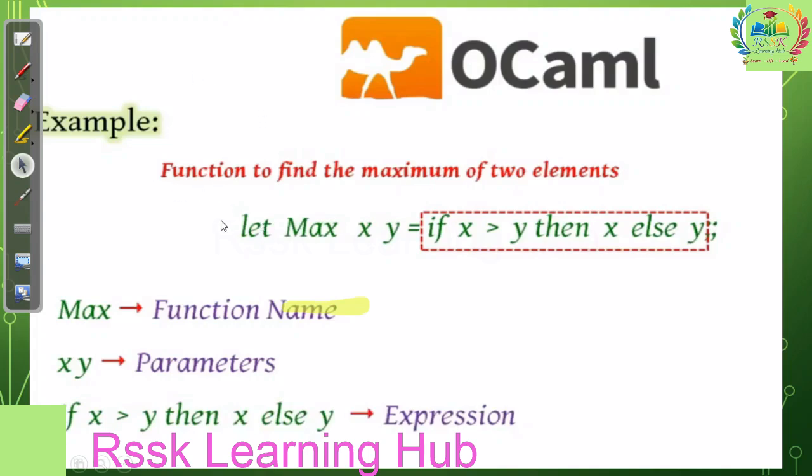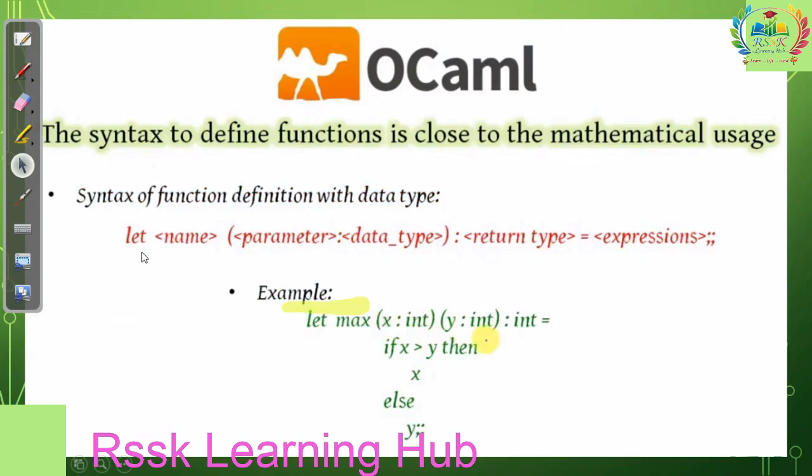Now see the question. Write a program to find the maximum of two numbers using a function. Find the maximum of two numbers using a function. Now compare this one with your previous code. We saw the previous code. What is your previous code?